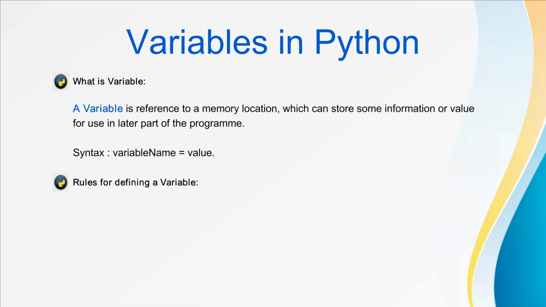In Python, there are specific rules for defining a variable. The first rule is that variable names must not be a reserved word or keyword. In Python, we have a set of words reserved as keywords to be used in the syntax or structure of a program. So, those words cannot be used as a variable name.